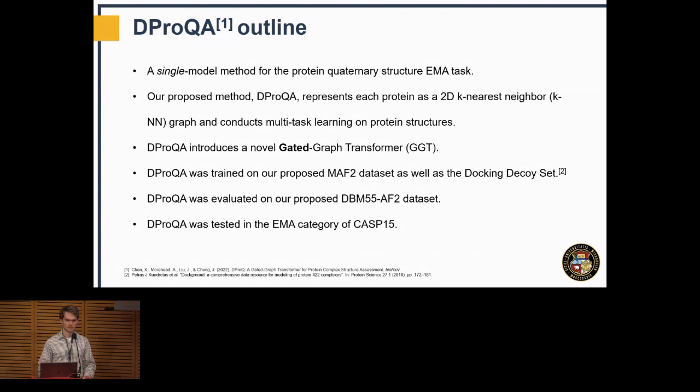The high-level overview is we have a kind of hybrid between a pure transformer-based model and a graph neural network model, finding a happy balance between the two. We trained DProQA on a new dataset called MAF2, and we'll get into the details of that, as well as the docking decoys dataset from the DocGround dataset. DProQA was also evaluated on this other dataset that we introduced called DBM55AF2, which is basically Docking Benchmark 5.5 with AlphaFold 2 predicted decoys. And then finally, we show the performance of our method in the EMA category for complexes at CASP15.